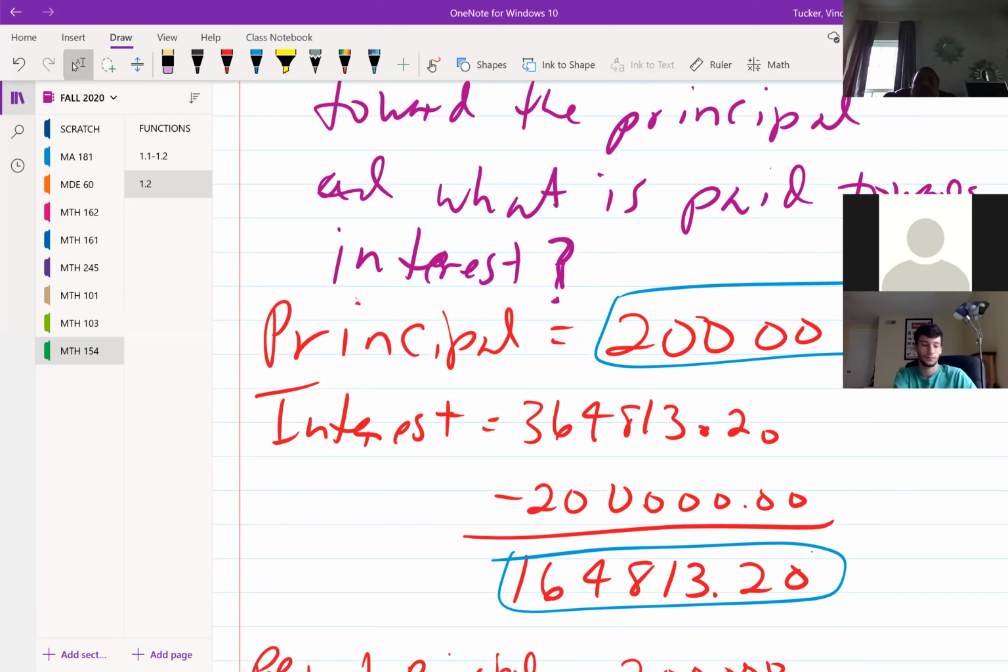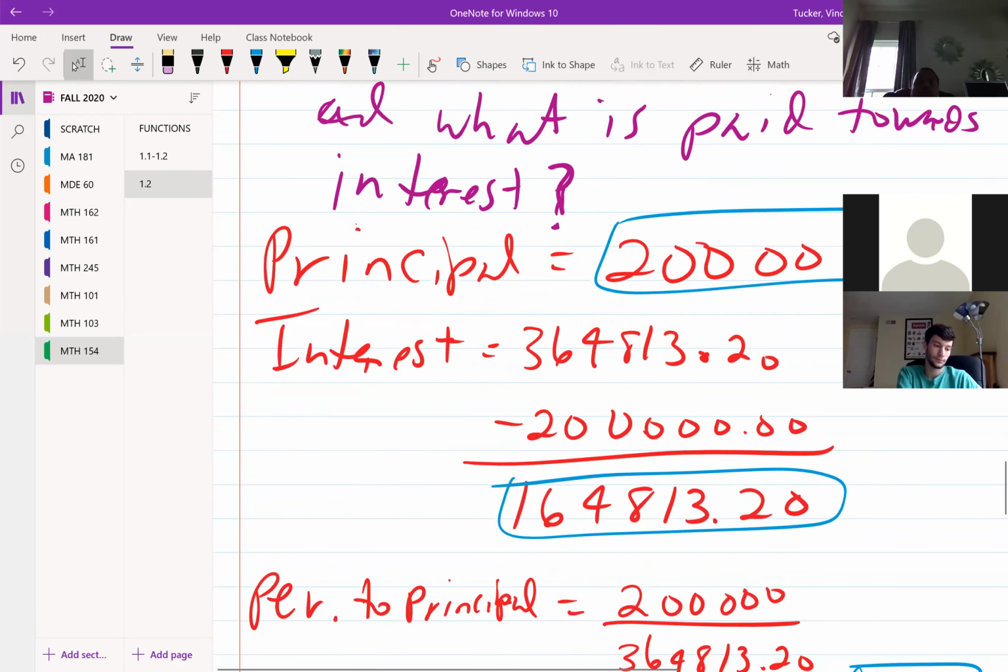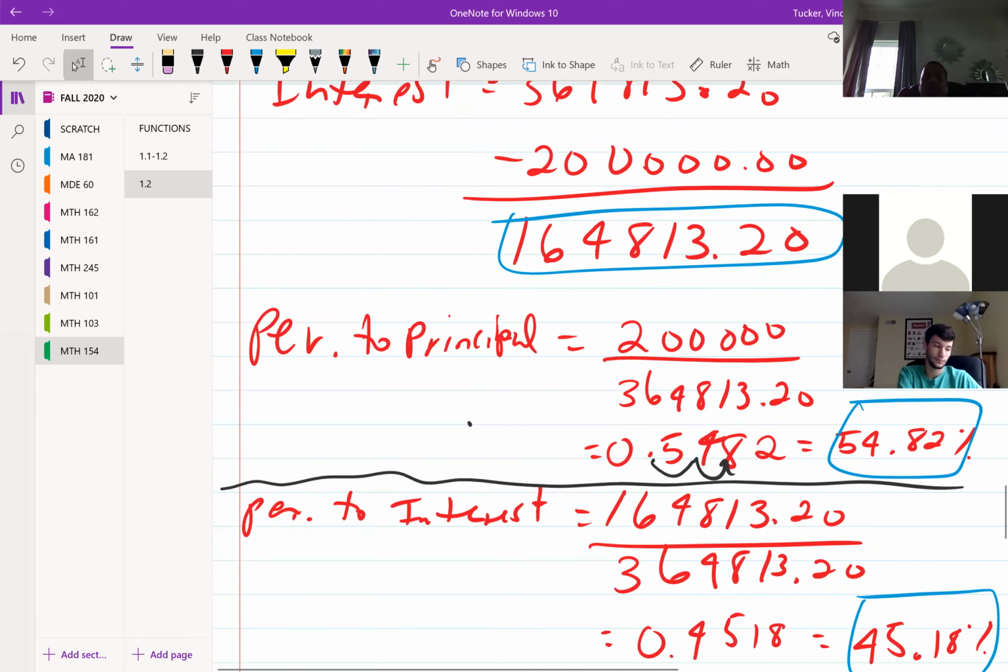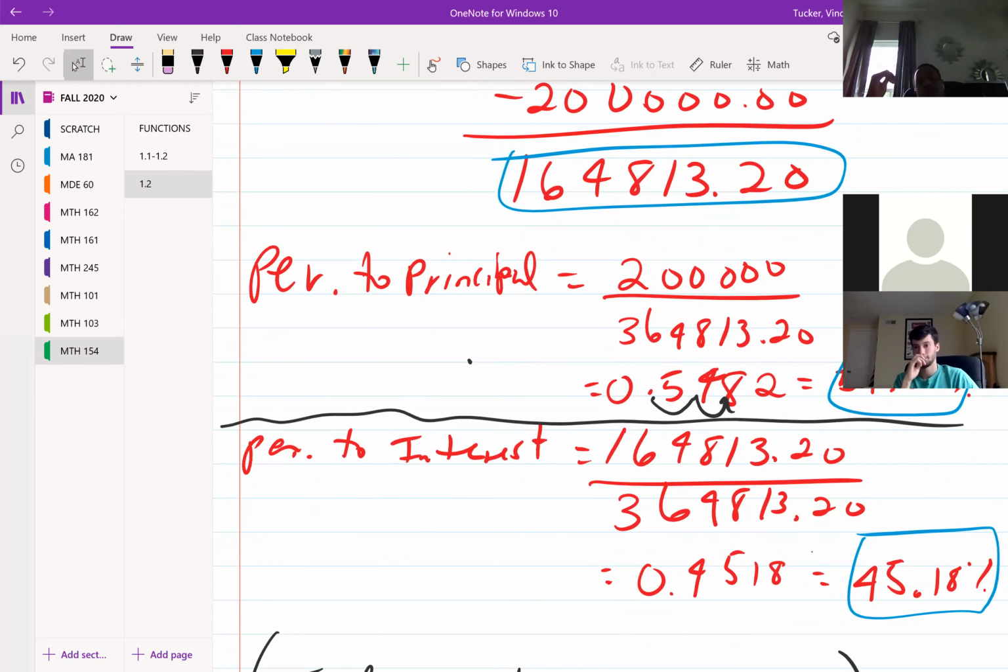All right. Then from there, to figure out the percent paid to your principal, you would take that 200,000, place it over that total amount, and divide to find the percent. For the percent of interest paid, you would take the interest paid and place it over the total amount.